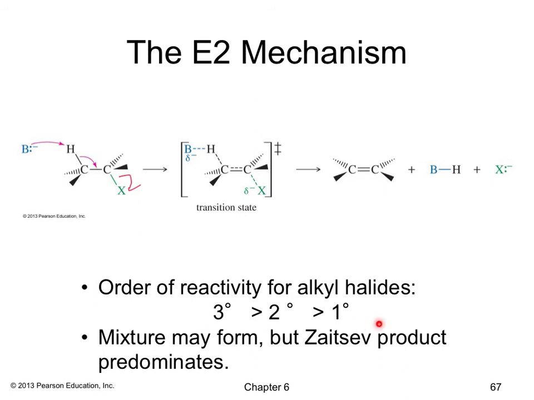Order of reactivity for alkyl halides: tertiary, followed by secondary, followed by primary. And then in terms of types of alkenes that are formed, you might form mixtures, but Zaitsev products will predominate. Just as in E1 elimination mechanisms, you have Zaitsev products being preferred, so is the case in E2.